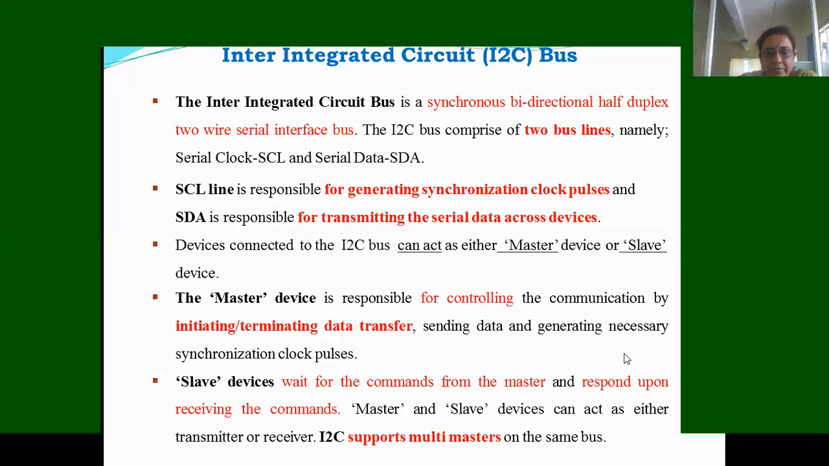Inter-integrated circuit, that is the I2C bus, the serial peripheral interface SPI bus, universal asynchronous receiver transmitter UART, one wire interface, and the parallel interface. I was discussing the I2C bus. This is most commonly used in embedded systems, and it is a synchronous, bidirectional, half duplex, two wire serial interface bus. That means data transfer can happen in both ways, but only one way at a time. That's why it is called half duplex.